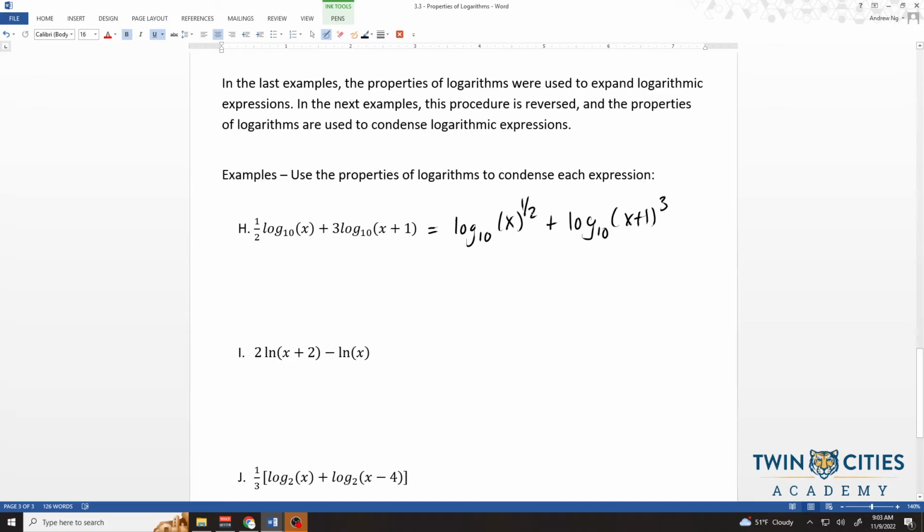This here is the same as saying the square root of x, so let's write that. This is log base 10 of the square root of x plus log base 10 of x plus 1 to the 3rd power still. And now let's bring those two together. I'm adding these two logarithms of the same base, so this can be multiplied to this inside of one single logarithm expression. So this is the same as log base 10 of the square root of x times x plus 1 to the 3rd power, this whole thing.